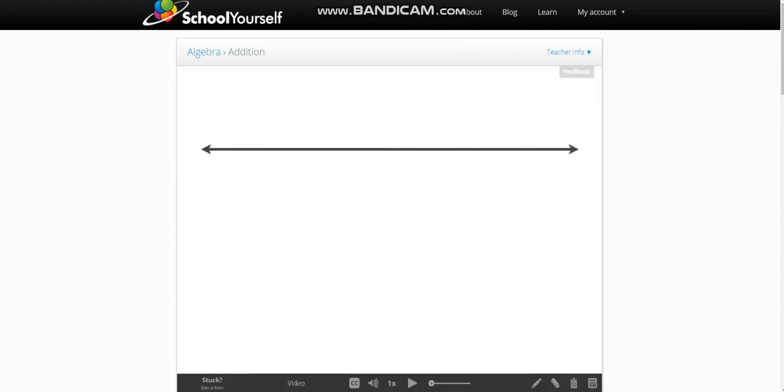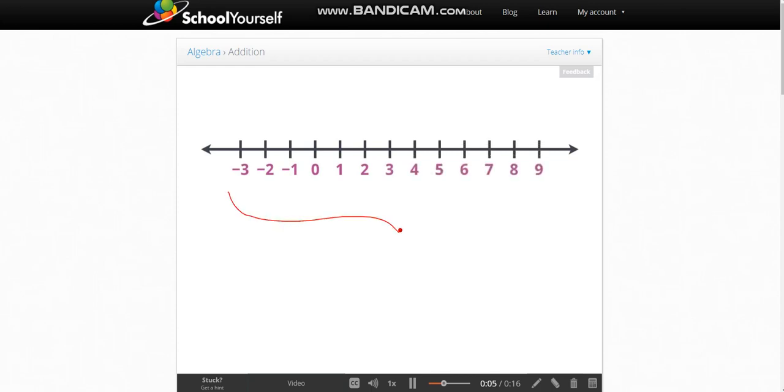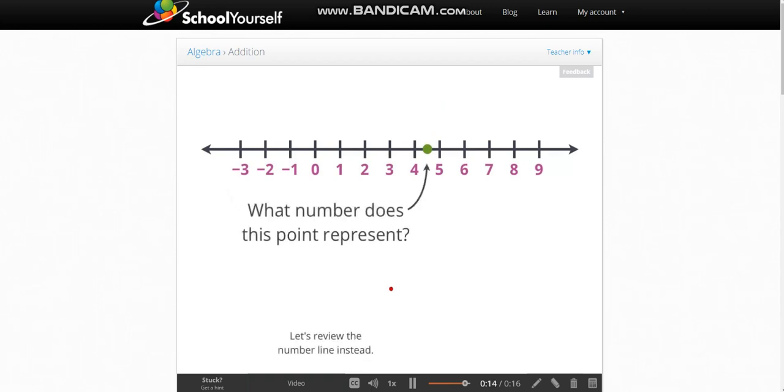To get started, let's draw in a number line, and let's mark off the integers from -3 up through +9. Take a look at this point over here. What number would you say this point represents? If you're not sure, click down here to review. Right, this is halfway between 4 and 5, and it's about 4.5.